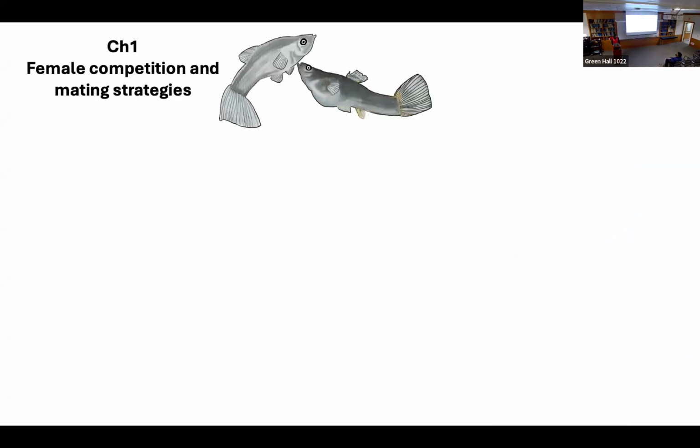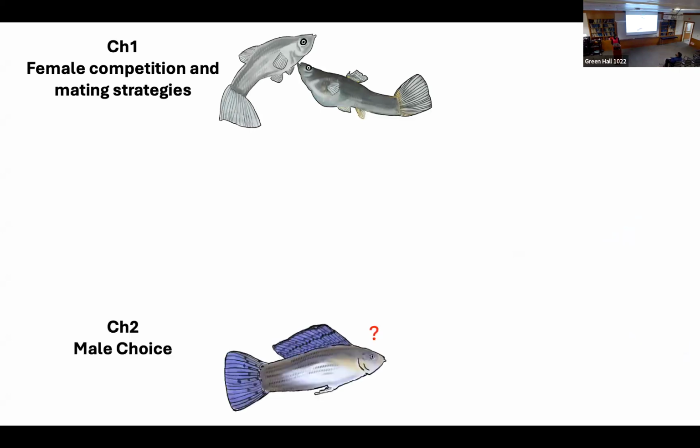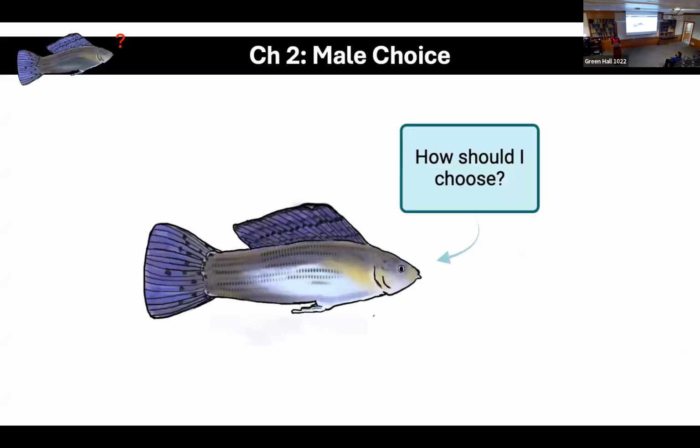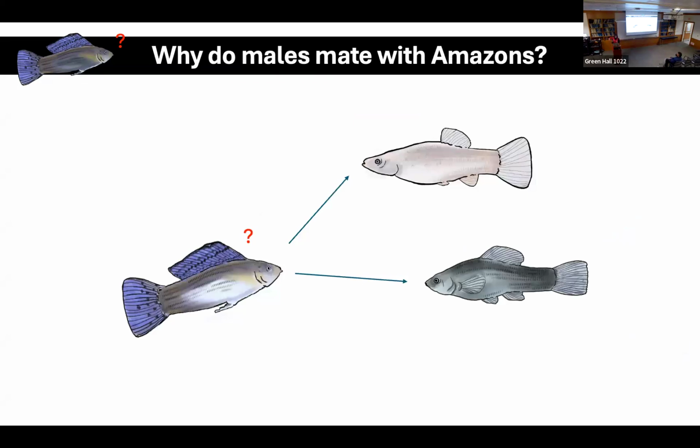So I did chapter 1, female competition and mating strategies. And for chapter 2, I am going to explore male choice. So how should a sailfin molly choose when he has this choice between an Amazon molly, no direct genetic benefits, and a sailfin molly who would give him the expected genetic benefit from mating with a female of his own species? And why do the males even mate with Amazons?